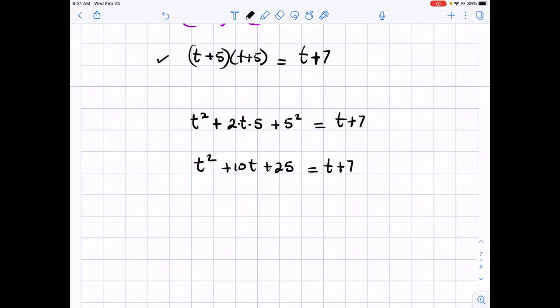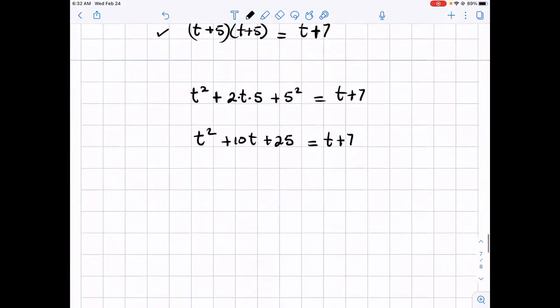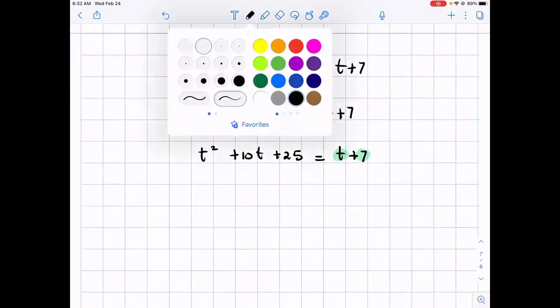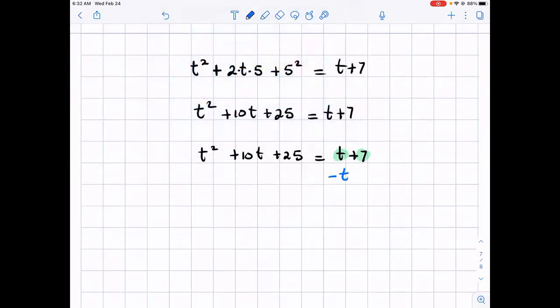Now, notice that this is quadratic. And to solve any quadratic, you have to let it equal to 0. So what we have to do is bring that t and the 7, we have to move these two things because we want it equal to 0. So it's your choice, whichever one you want to move first. So in my example, I'm going to move the t first. You could have moved the 7 first.